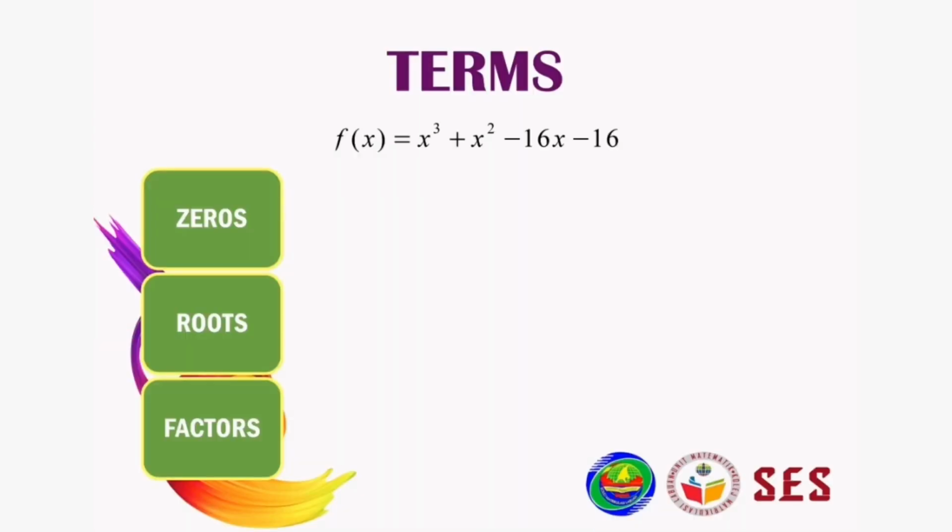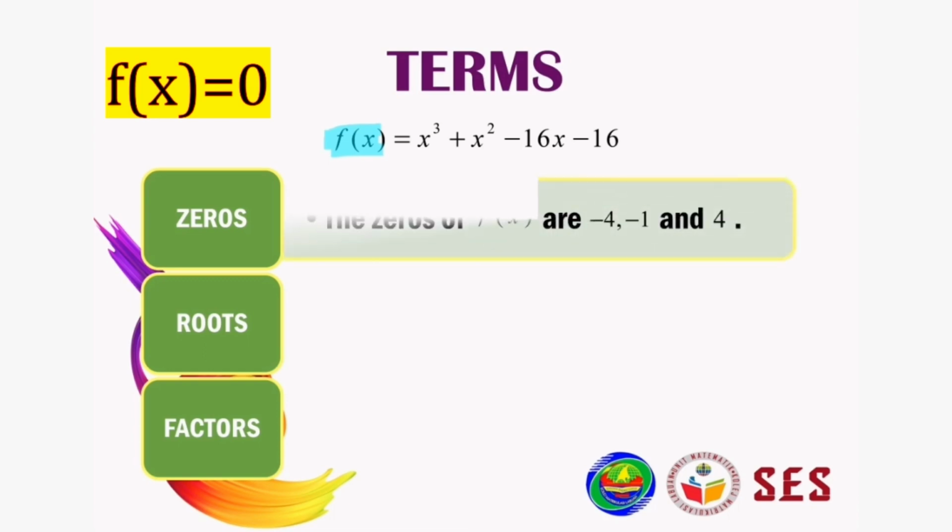Now, let us learn a few terms that we are going to use later in this subtopic. Let's say we were asked to solve for f(x). Since f(x) is a cubic equation, we will have 3 solutions, and we have 3 different ways of saying these solutions. First of all, we have zeros. We say the zeros of f(x) are -4, -1, and 4.